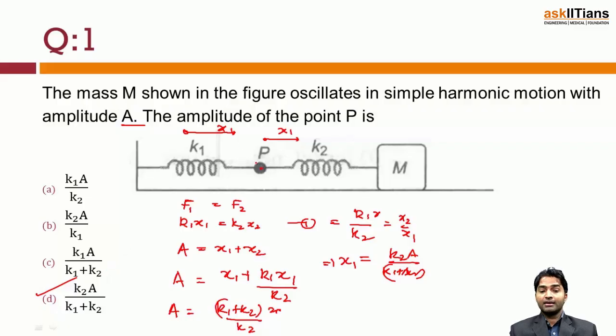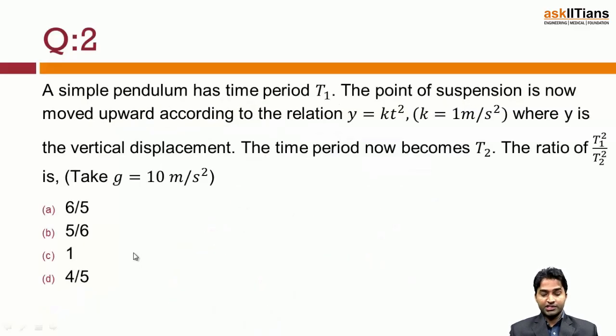We have to keep in mind that the arrangement is a series of springs, and the force experienced by both springs will be the same. K1 x1 is equal to K2 x2, and the net amplitude is just the sum of the extension produced in spring 1 plus the extension produced in spring 2. In this way we put these values in the main equation and get option D as the answer. Now we will proceed to question 2.